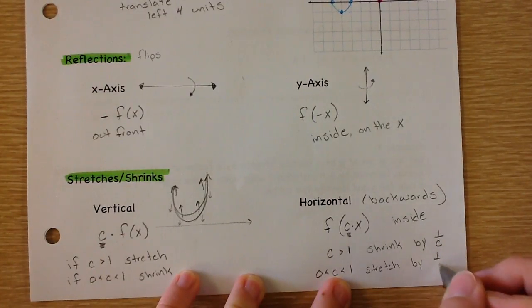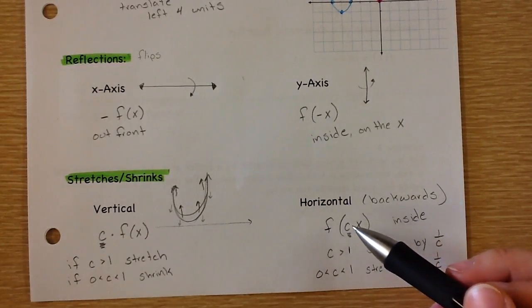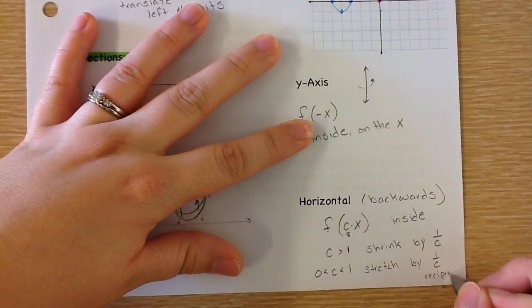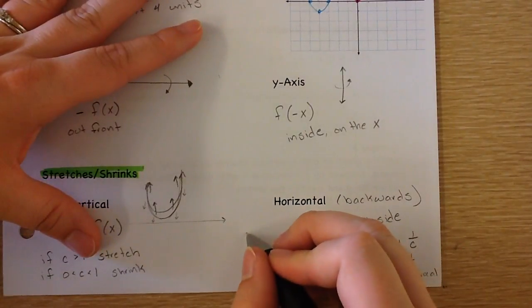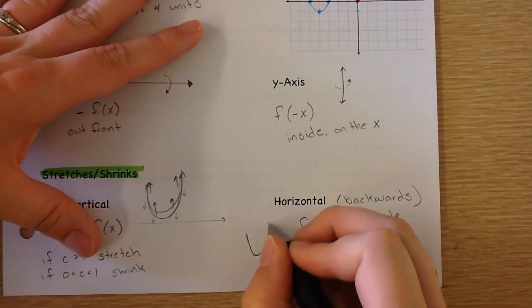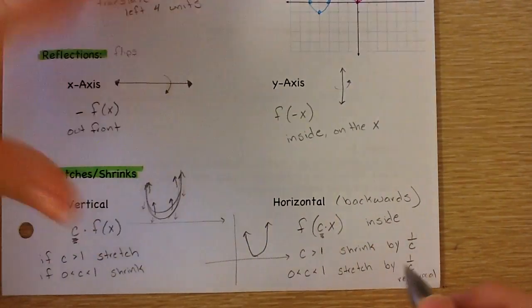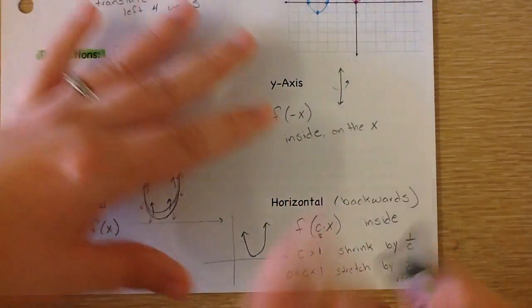Again, still by 1 over c. So if this is a fraction, it's actually stretching it by the reciprocal of that fraction. So we have that reciprocal idea. Okay. So how this one's working is if I have, let's just draw a random parabola, and let's draw a coordinate, this is actually pulling your points in this way. So it's going to shrink them in.